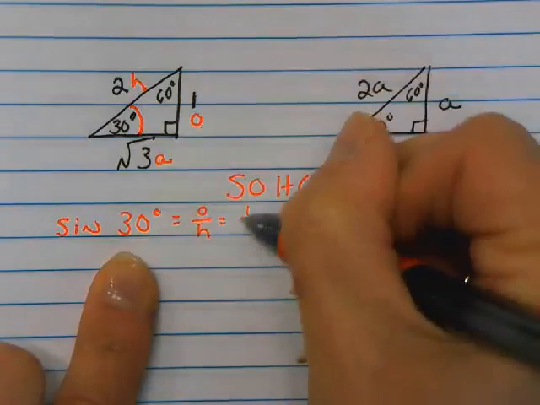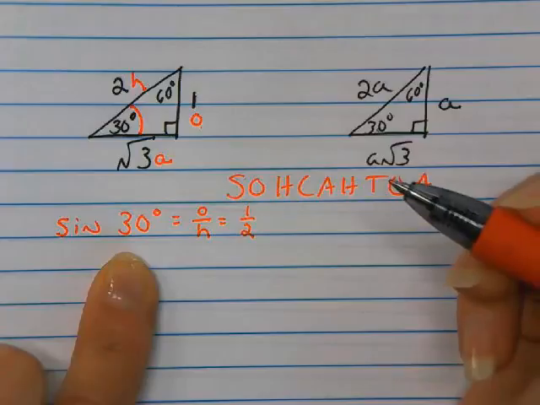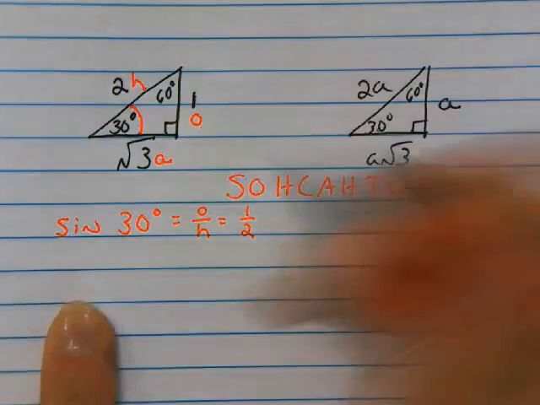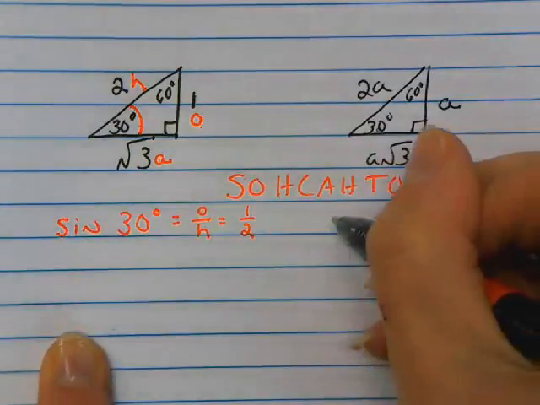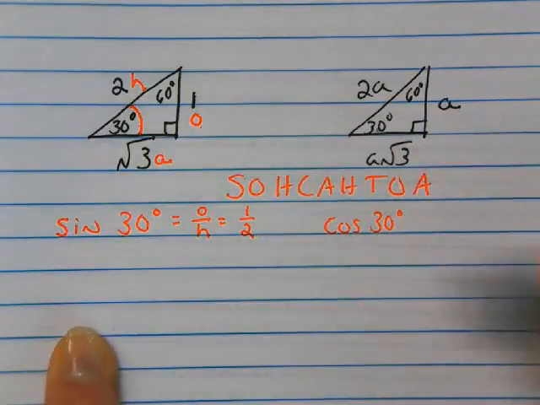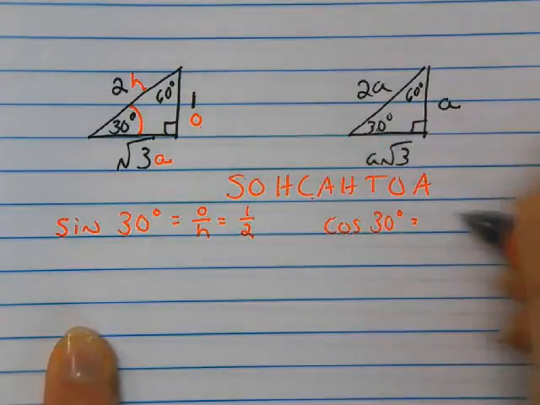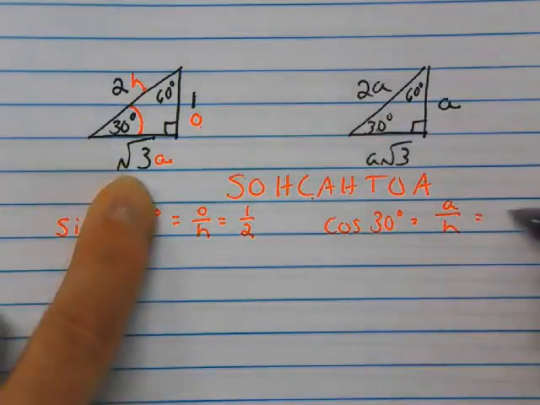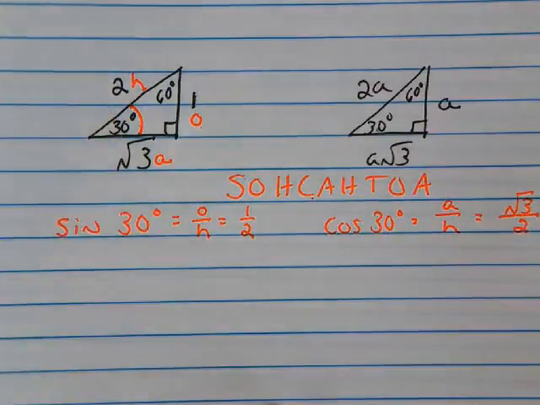Let's do the cosine of 30. So cosine is A over H. So what is adjacent to the 30? Square root of 3 over the hypotenuse 2. And then the tangent of 30, tangent is O over A.